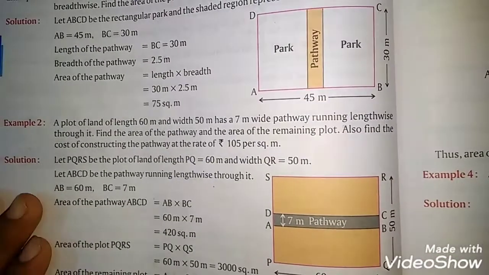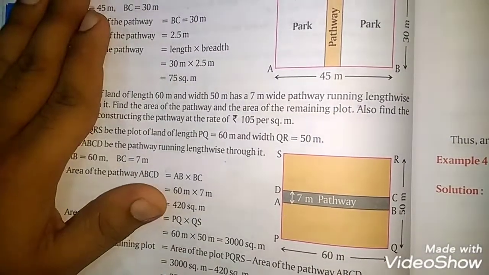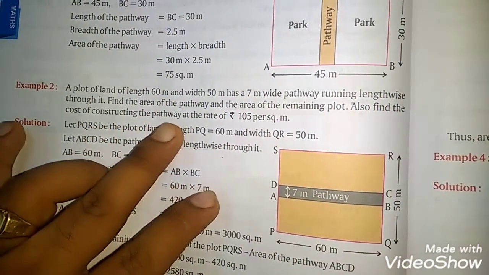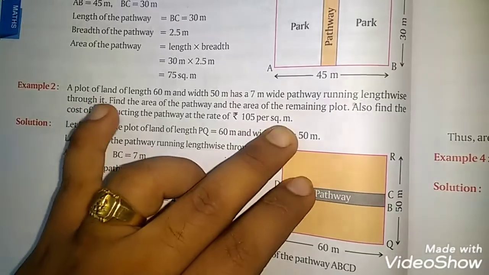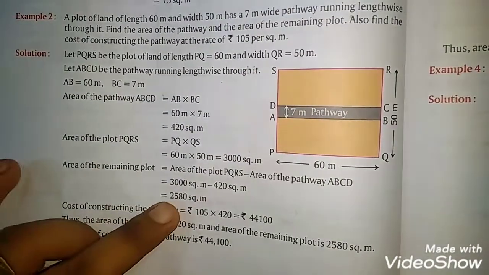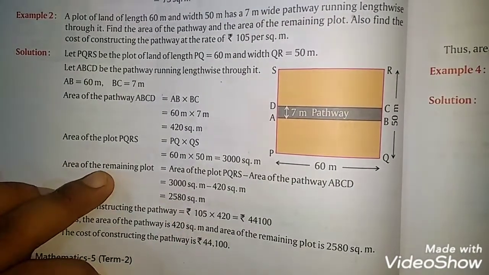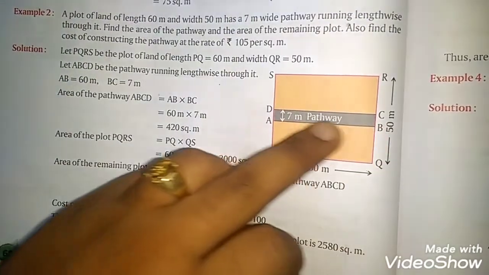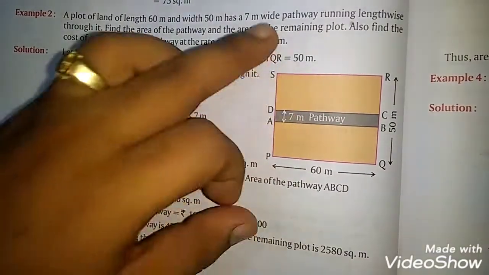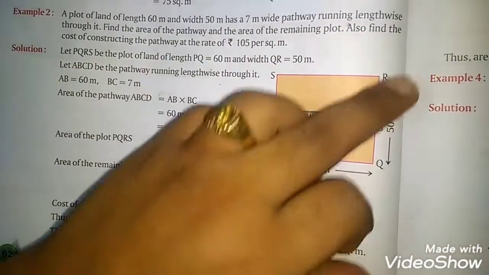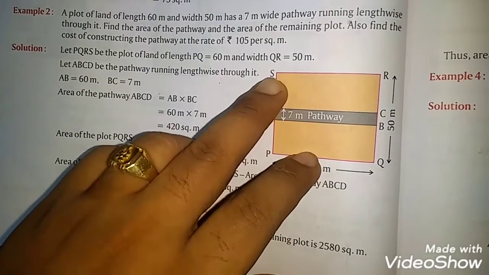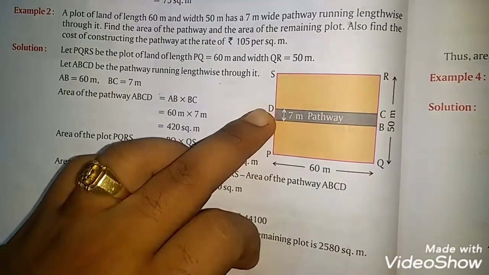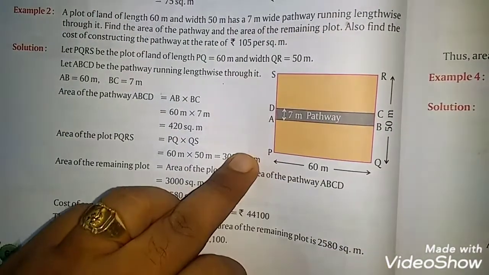Example number 2 is nearly the same as this one, but in this you also have to find out the cost of constructing the pathway at the rate of 105 per square meter. Here it is written, area of the remaining plot. So you have to take out the area of this pathway and subtract it from the whole park or whole plot of land. So it will give us the area of the unshaded portion, or SRCD plus ABQP.